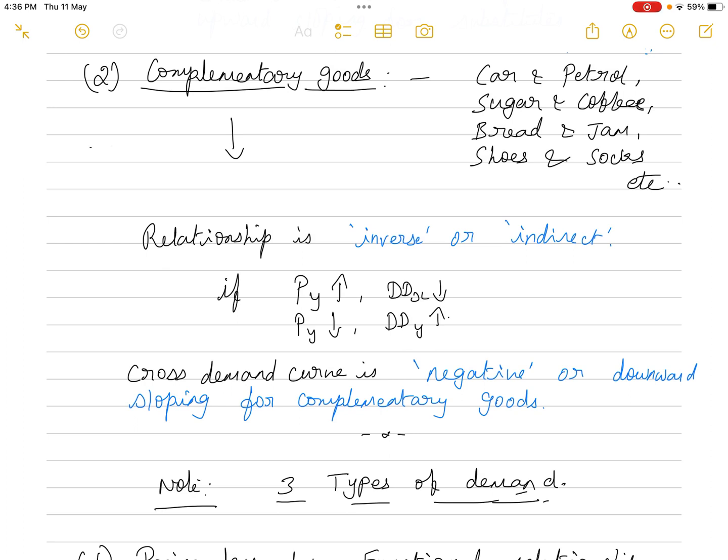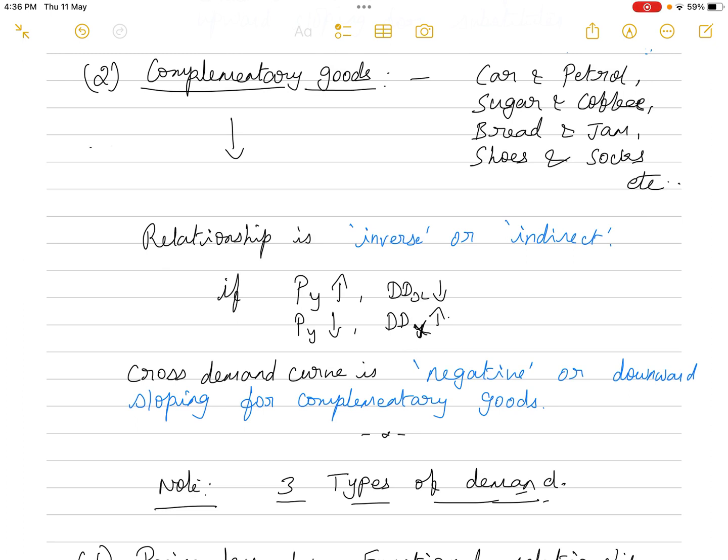So if the price of Y, again I made a mistake here, if the price of Y increases, the demand for X will decrease. If the price of Y decreases, the demand for X will increase. Okay, so they will have an opposite relationship. That's why the cross demand curve is negative or downward sloping for complementary goods.